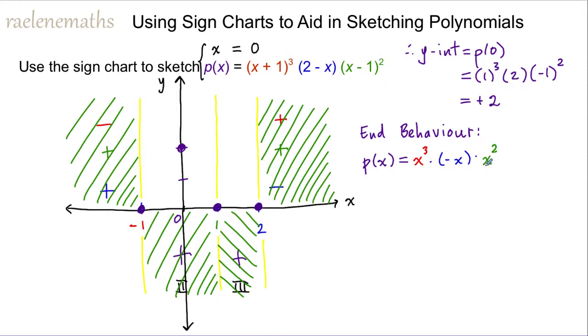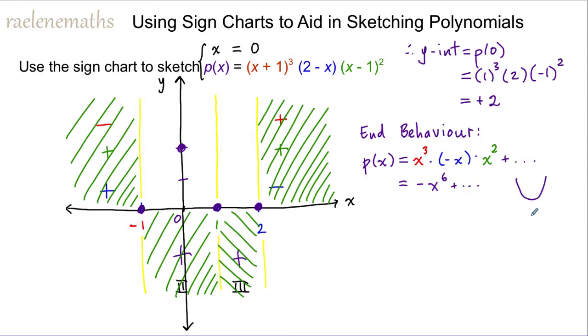This is not the same expression as the original p of x because this is just the very first term of the expanded form. So I'm just going to put plus ... to indicate that there are lower degree terms, powers of x involved here. So if we were to expand this, we would see that the leading term is going to be -x to the 6, and the x to the 6 graph looks like this.